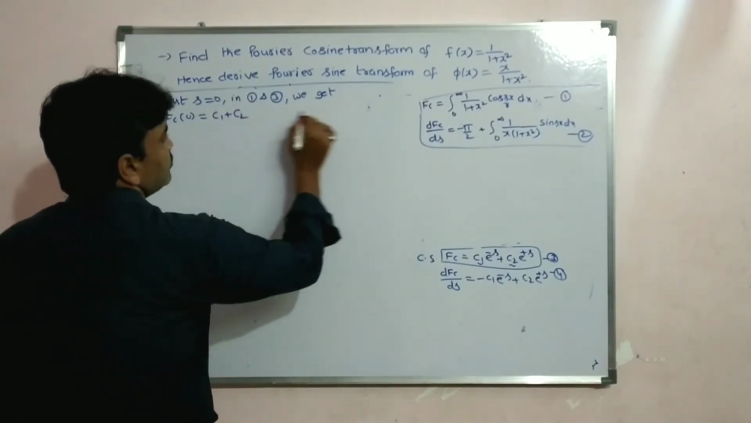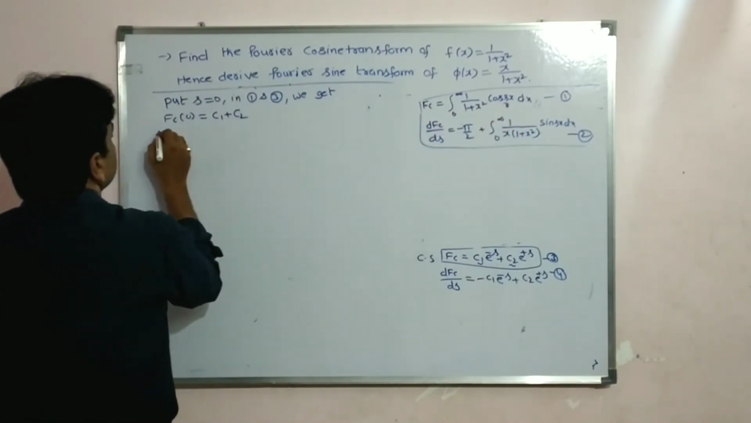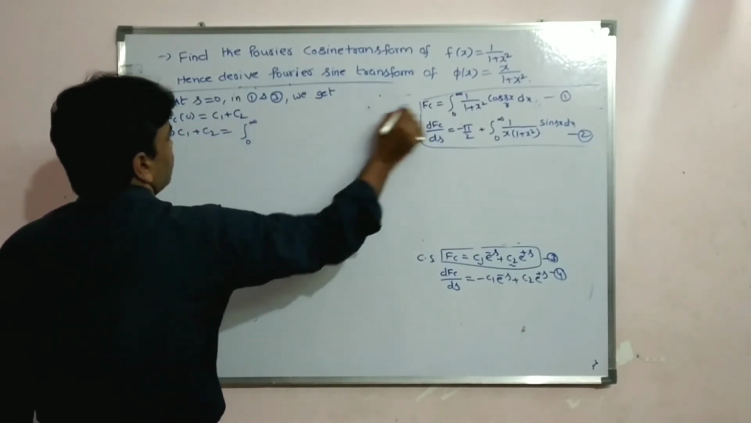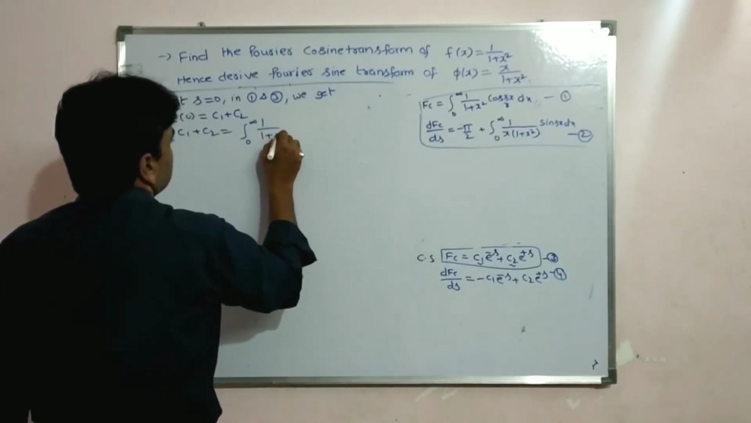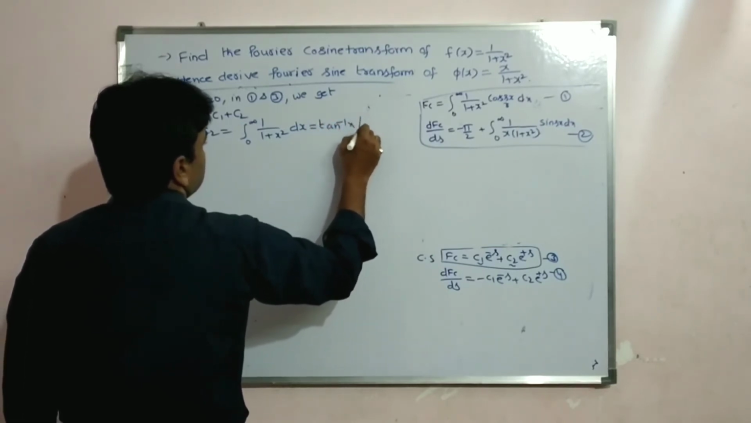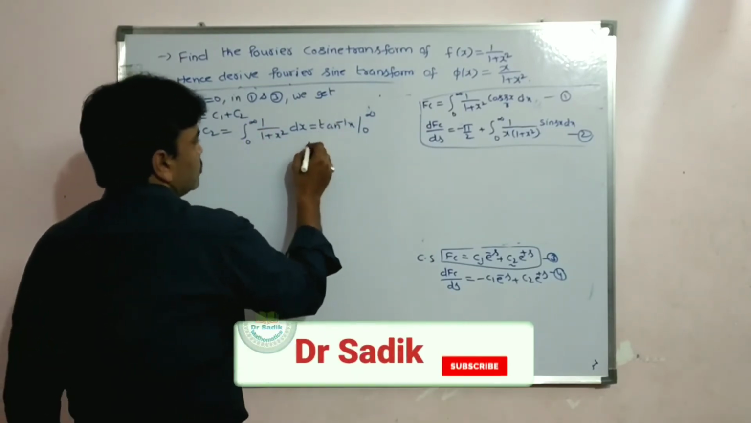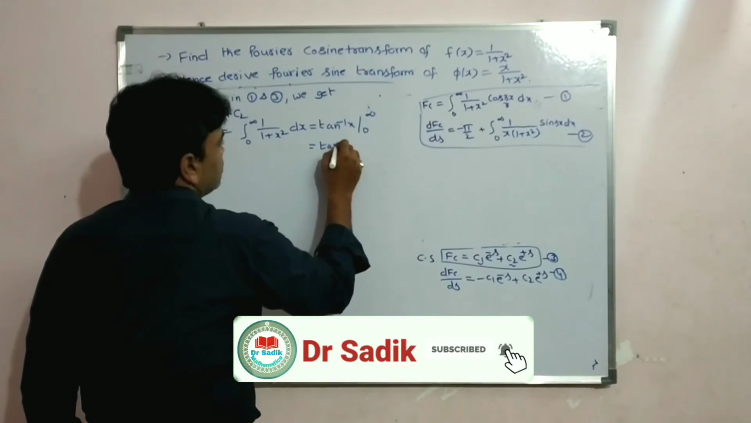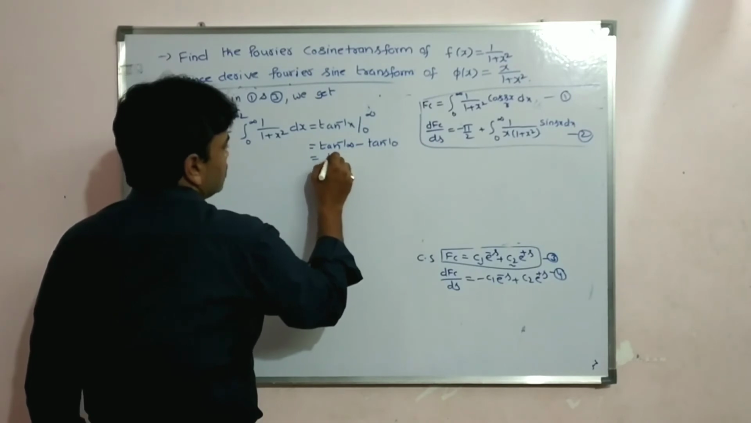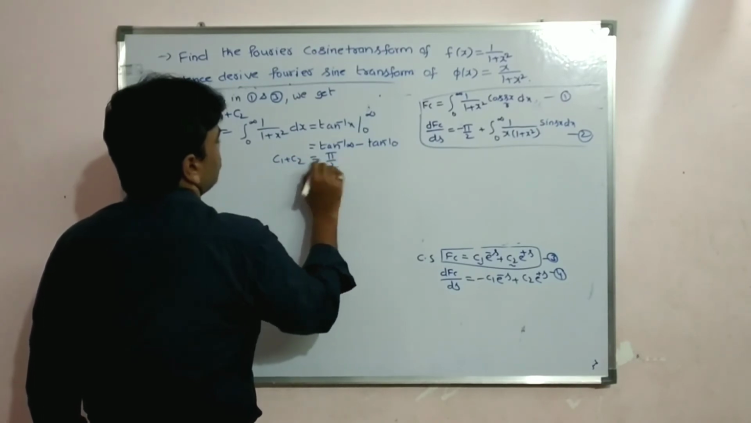Now Fc of 0: cos 0 value is 1, so we get c1 plus c2 equal to the integral 0 to infinity 1 by 1 plus x square dx, that is tan inverse x between 0 to infinity. Substitute the upper limit tan inverse infinity minus the lower limit tan inverse 0. Tan inverse infinity is pi by 2, tan inverse 0 is 0. So c1 plus c2 value is pi by 2.